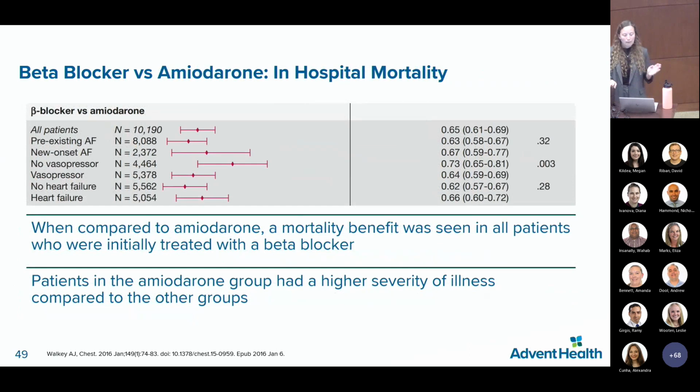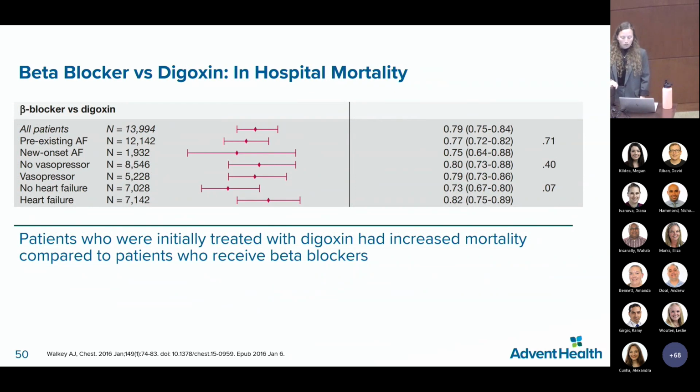When comparing beta blockers to amiodarone, all patient groups had a significant mortality benefit with beta blockers when compared to amiodarone. While it is important to note that patients that received amiodarone were more likely to be admitted to the intensive care unit compared to the other groups, and that may have played a role in these results. Mortality benefit with beta blockers was seen in all patient populations when comparing it to digoxin as well, although selection bias may have played a role here.